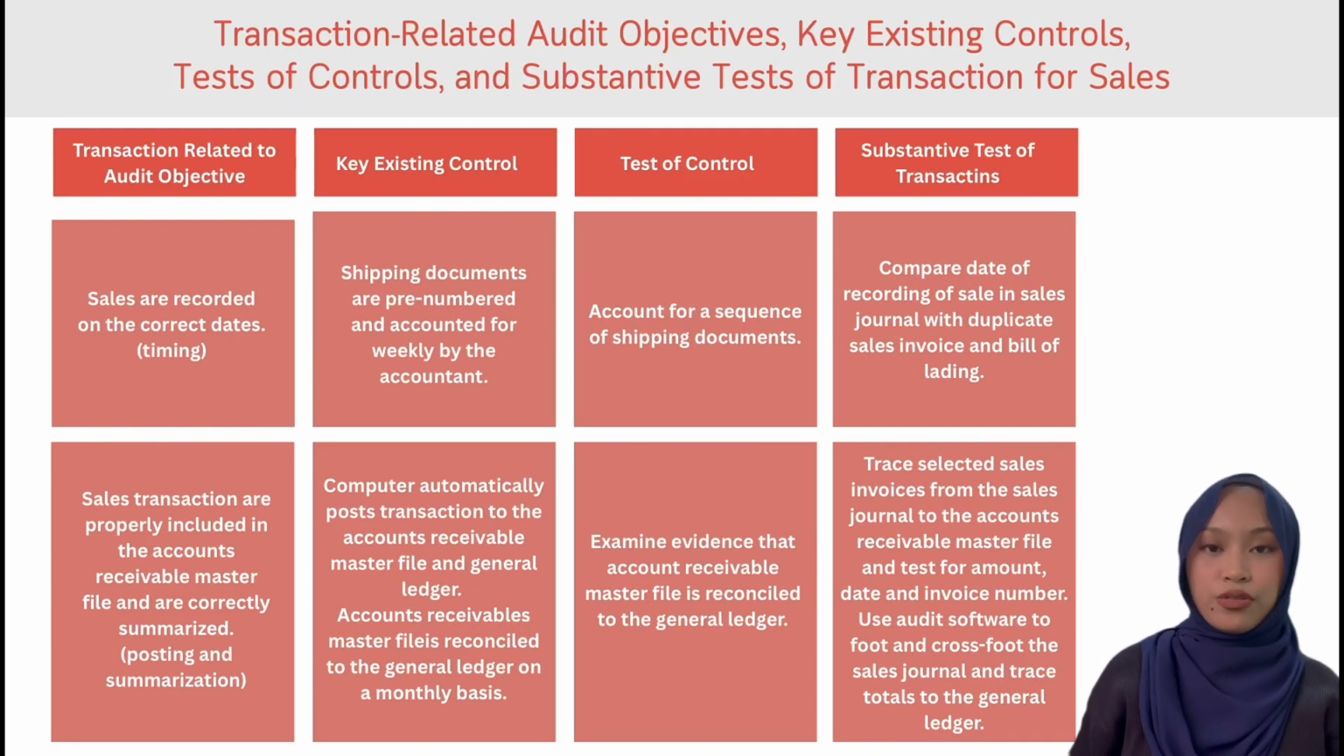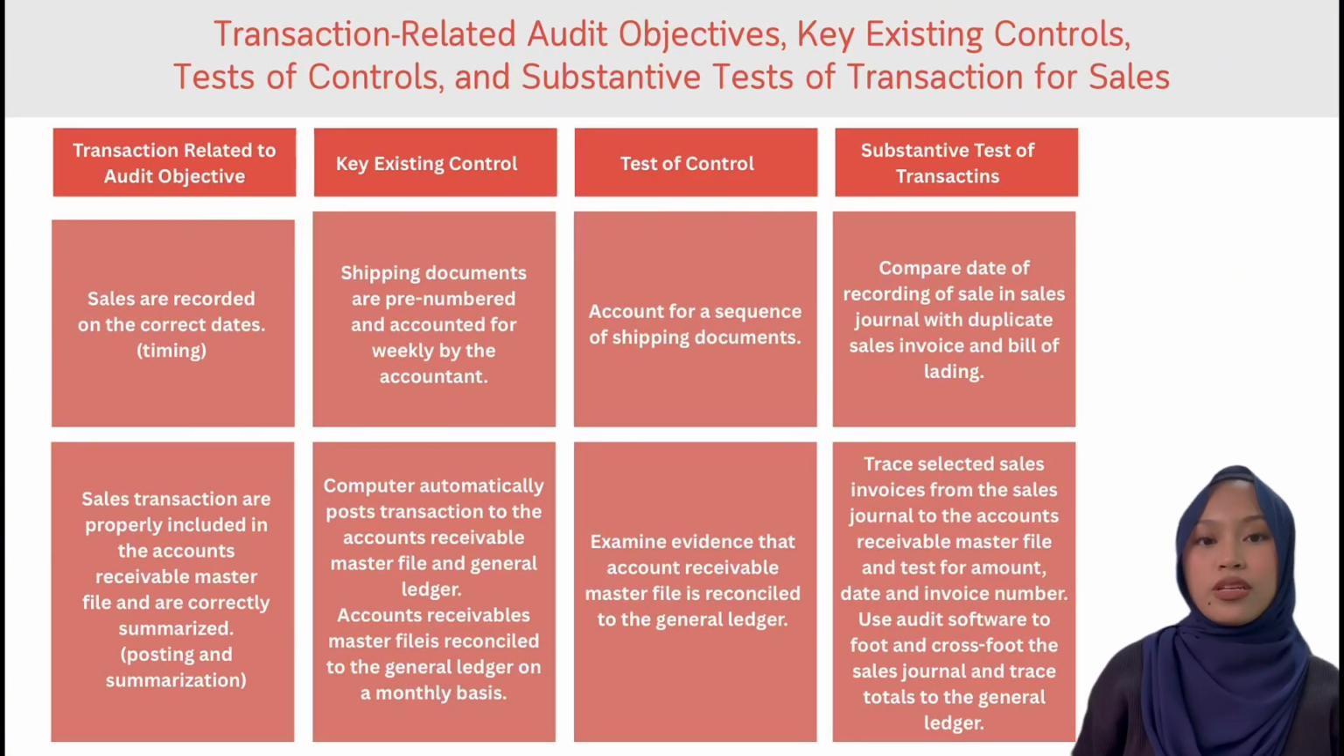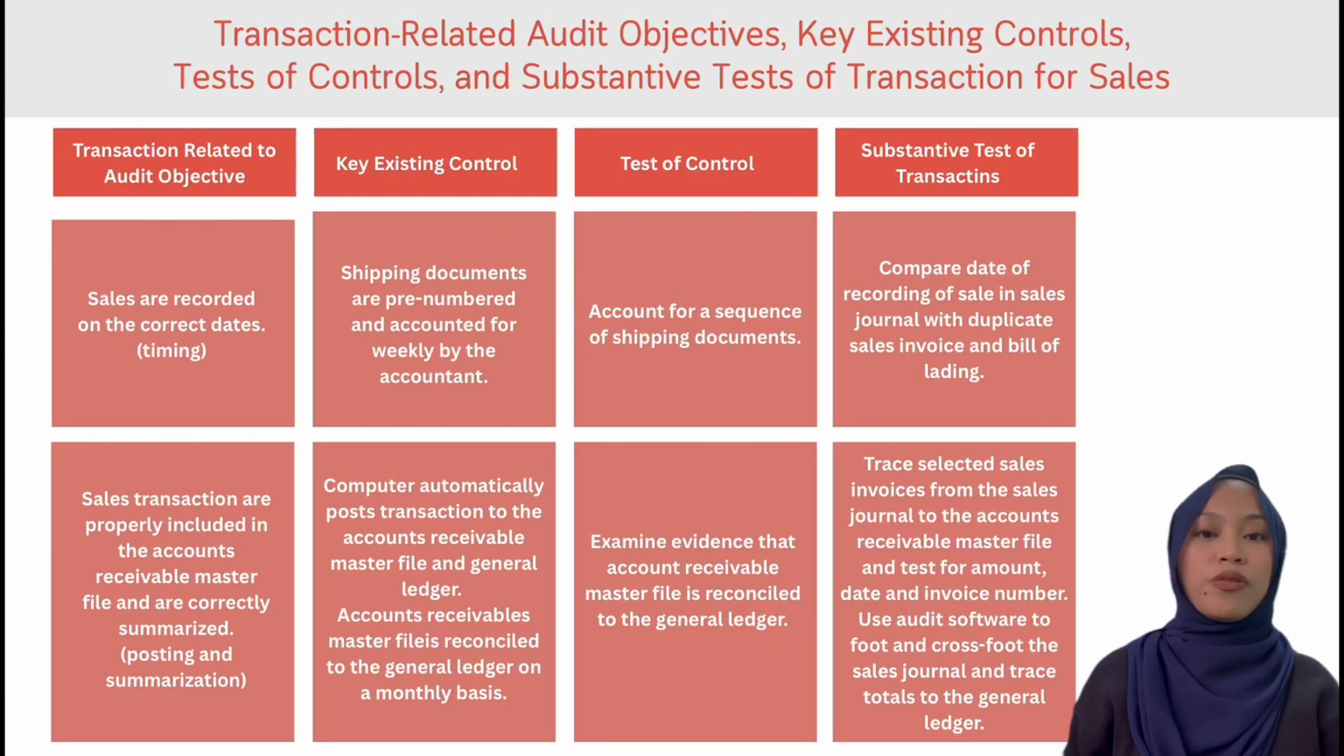As a test of control, auditors check if there is evidence that the reconciliation was done between the master file and the general ledger. For the substantive tests, auditors trace selected sales invoices from the sales journal to the accounts receivable master file. They check the amount, date, and invoice number. They may also use audit software to total the journal and compare it with the general ledger to make sure everything is correct.